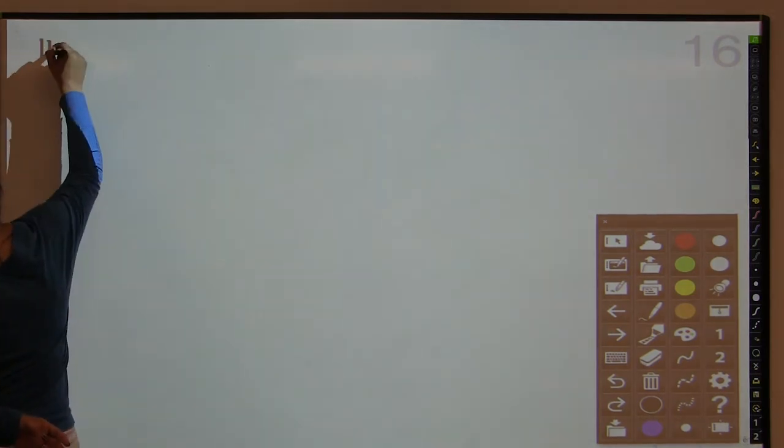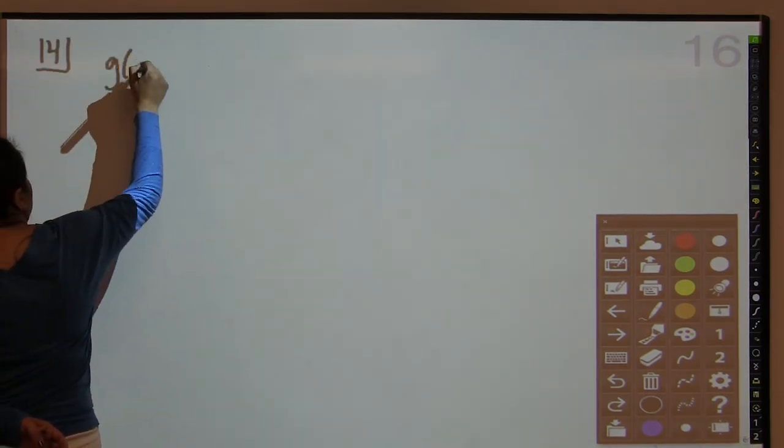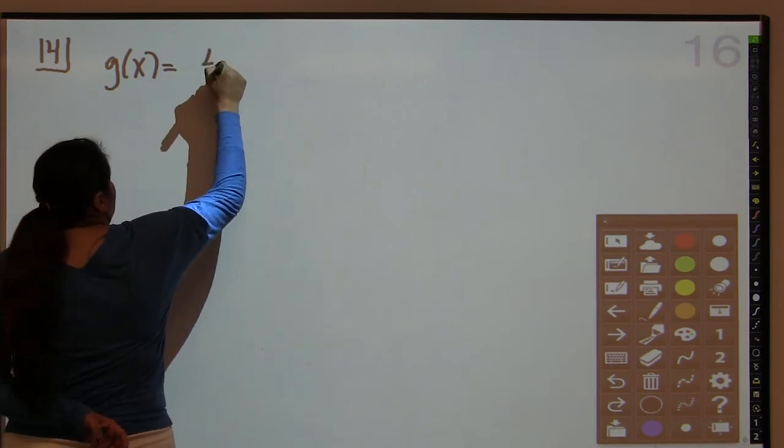What's 14? G of x equals 4 minus 2 sine of x.